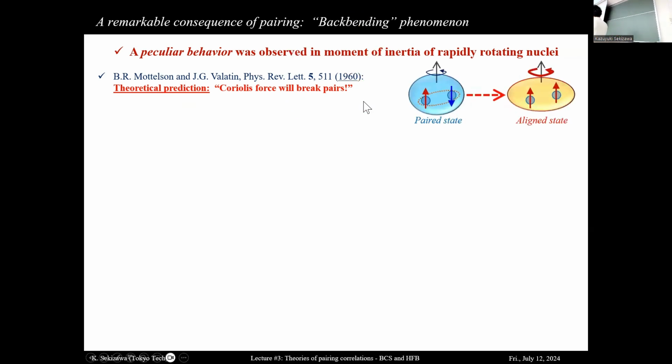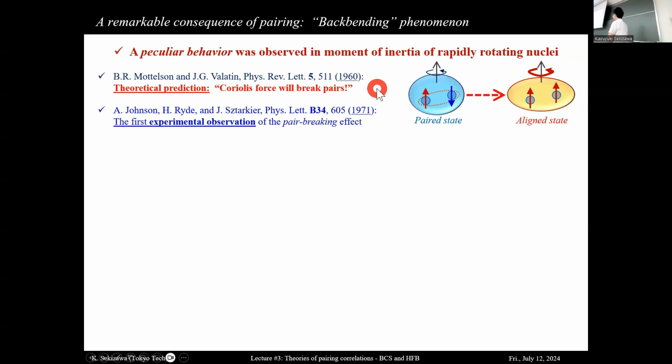So now, what is this? They predicted that in the case of highly rotating nuclei, the Coriolis force can break the Cooper pair. As a result, in the ground state they form a Cooper pair, but in the rotating state, because of the Coriolis effect, the spins are aligned along the rotation axis, and the Cooper pairs will be broken. So that was predicted in this paper.